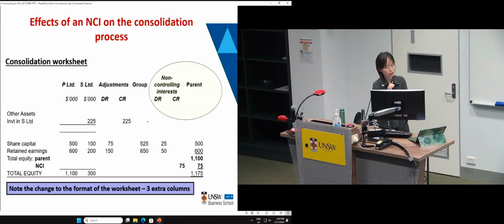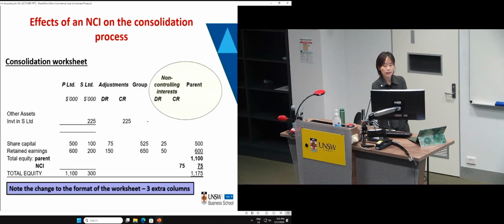Now, as such, disclosure of NCI is required in the consolidated statement of P&L, other comprehensive income, consolidated statement of financial position, and the consolidated statement of changes in equity. Okay. Now, for a wholly owned subsidiary situation, the final column in the worksheet represents the group position. This is our final column before, right? When there's a wholly owned subsidiary, okay? So this represents the group position, also the parent's position, as there is no NCI.